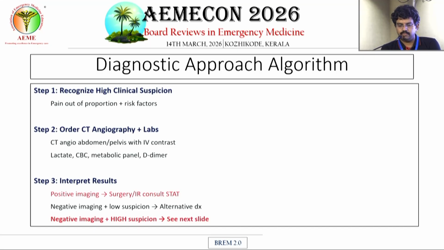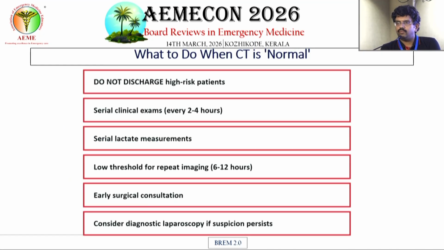Order CT angio and labs. If negative and high suspicion, look for clinical examination. Don't discharge the patient. Do serial examinations. If there is an RT in situ, look for blood in the Ryle's tube. If there is a Foley's catheter, look for blood, because there can be embolic involvement leading to microscopic hematuria, later macroscopic hematuria. Look for stool output.